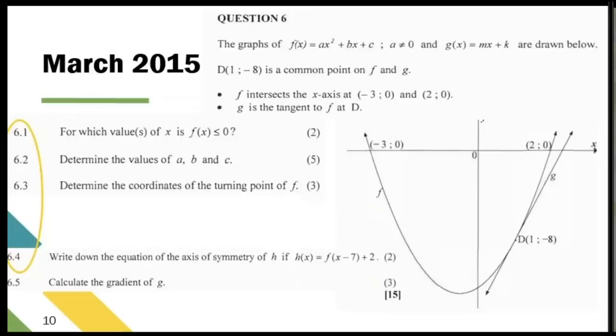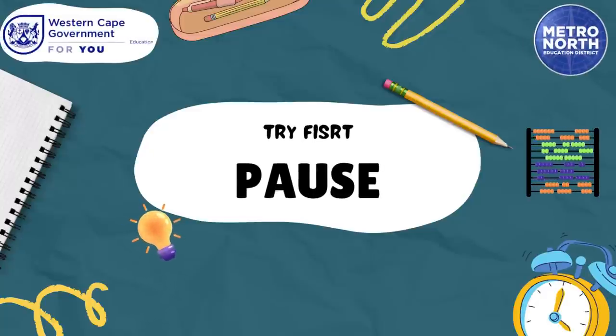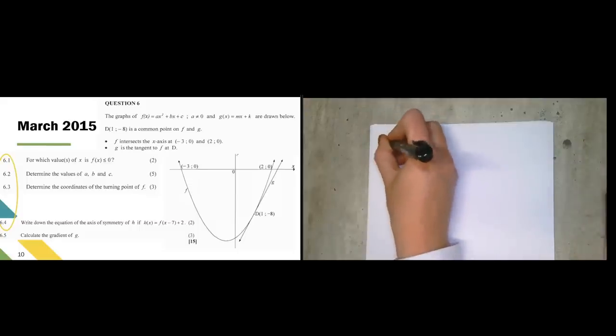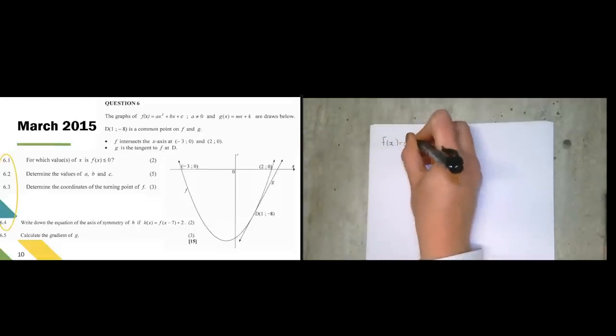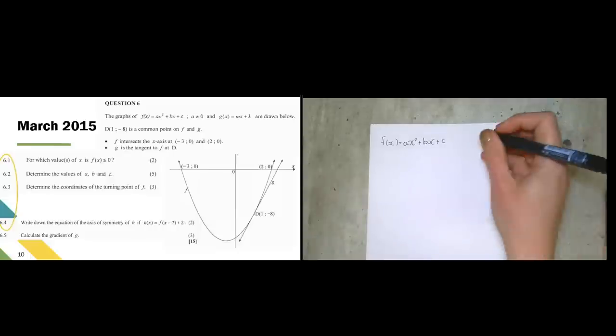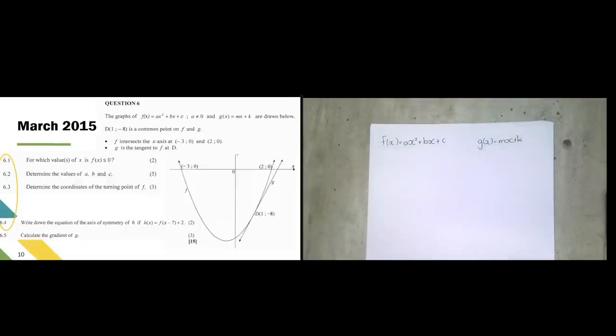If we look a little bit further back to March 2015. This was question 6 in that paper. They gave us the graph of f(x) equals ax squared plus bx plus c. And they said a is not equal to 0. And then they also gave us g(x) is equal to mx plus k, drawn below. D, the coordinate (1, negative 8), is a common point on both f and g. f intersects the x-axis at (negative 3, 0) and (2, 0). So they've given you both the x-intercepts. g is a tangent to f at D.